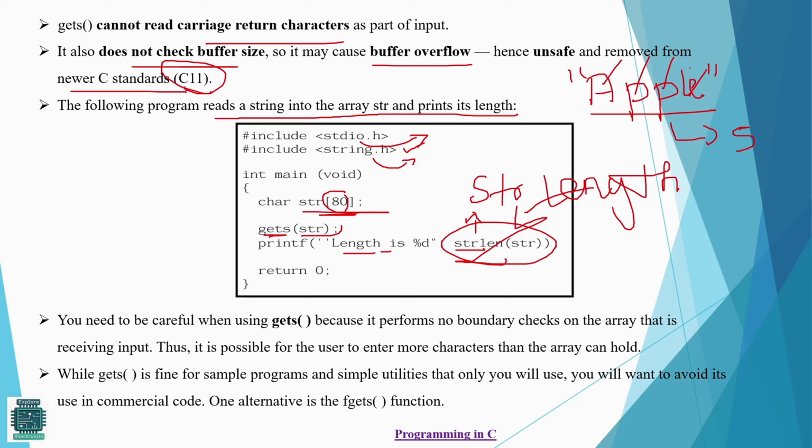Okay, you need to be careful when using gets because it performs no boundary checks on the array that is receiving input. That is, it is possible for the user to enter more characters than the array can hold. So be careful when you use the gets function. While gets is fine for sample programs and simple utilities that only you will use, you will want to avoid its use in commercial code. One alternative is the fgets function, a newer function added to modern C.